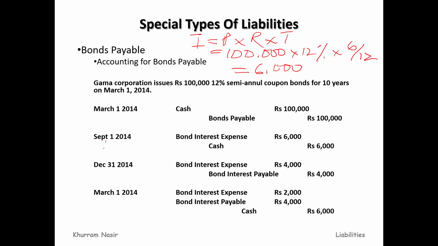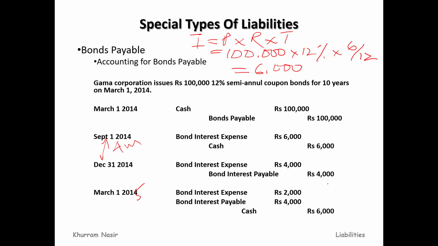Four months later, we'll have year end and there will be no payments on this day. But since the year is going to change, we have to record interest expense for 4 months. Since it was 6,000 for 6 months, that means 1,000 per month, so the interest expense for 4 months would be 4,000. So 4,000 interest expense debit, interest payable credit.